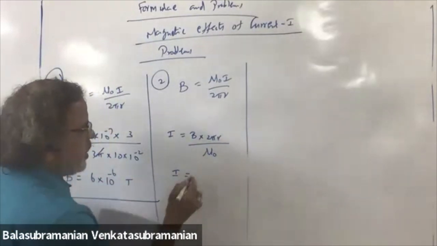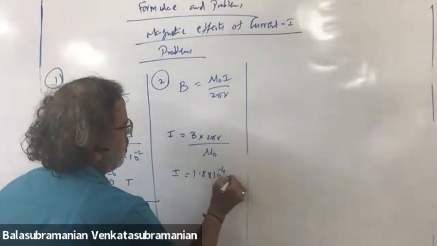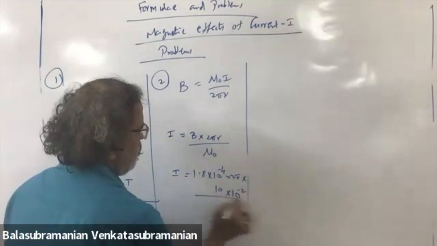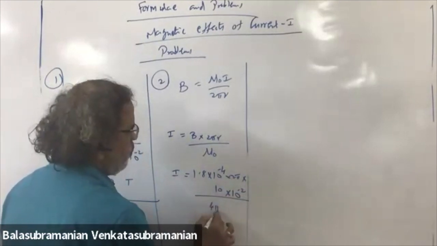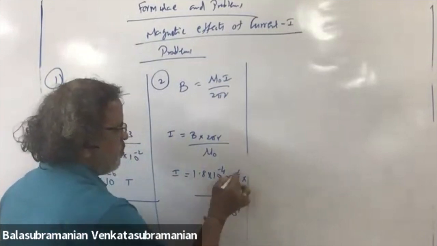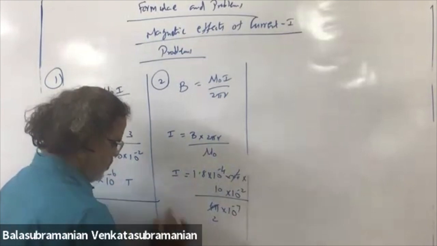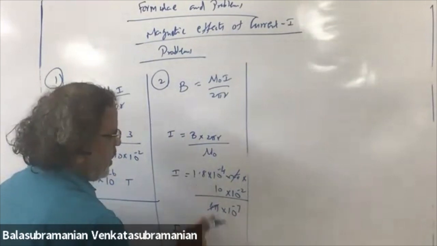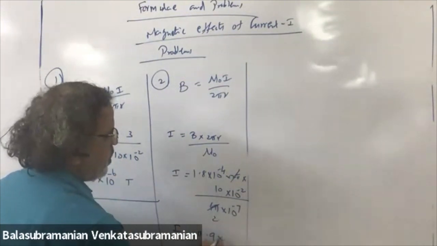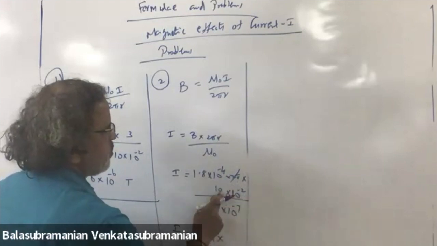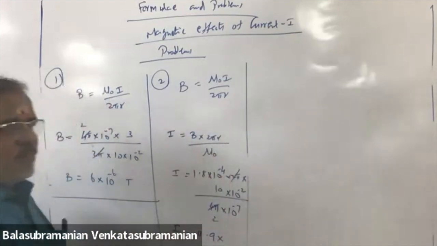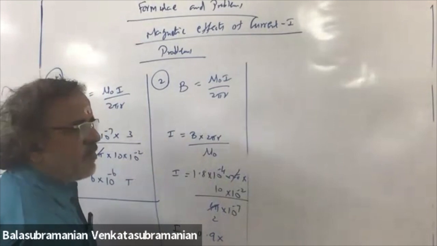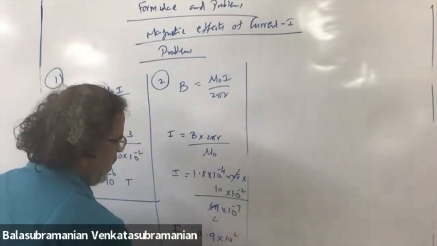Magnetic induction 1.8 into 10 power minus 4, 2 pi. The distance R is 10 centimeter, by mu naught, 4 pi into 10 power minus 7. 2 times. Simplify, you are getting the answer 90. 1.8 by 2 is 0.9. 10 power minus 4 minus 6 minus 5. This is plus 7. Minus 5 plus 7 is 10 power 2. So it will become 90 ampere.